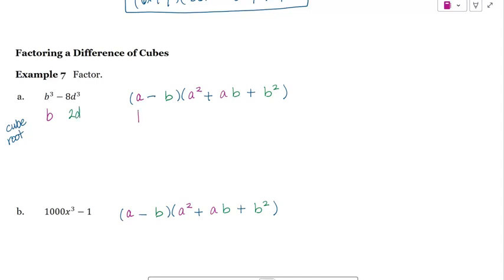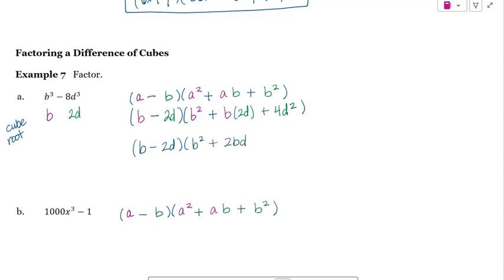I'm going to put b everywhere that I have the purple writing. And I'll put 2d everywhere that I have the green writing. 4d squared. Fill in all my parentheses. Let's see, minus sign, plus sign, plus sign. All right, and then let's simplify this to get our final answer. b minus 2 times d, b squared plus 2 times b times d plus 4d squared.